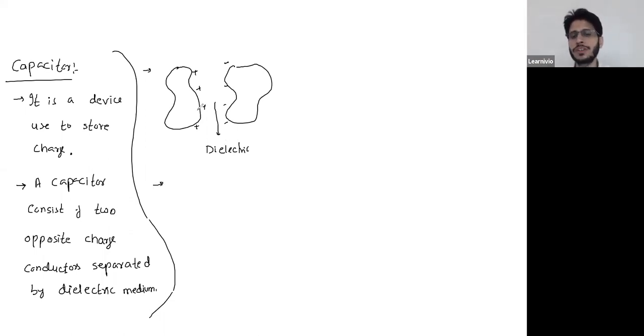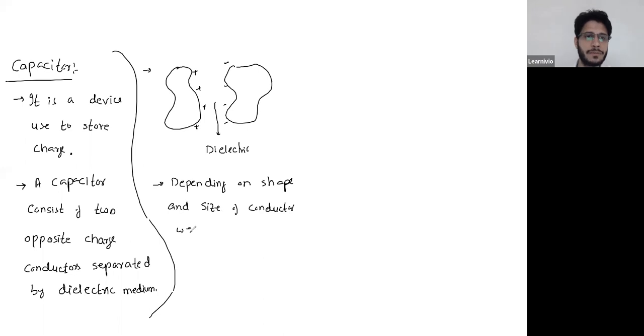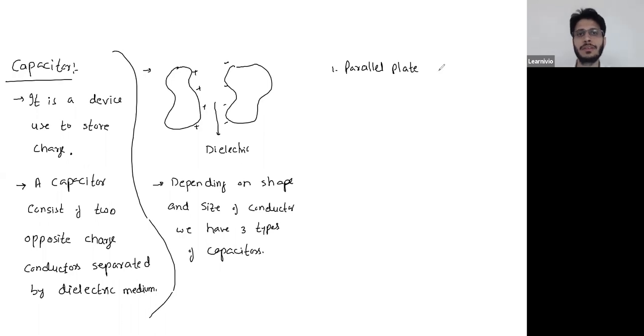Now, depending upon the shape and size of these conductors, you have various types of capacitors. We have three types of capacitor. The first one is the parallel plate capacitor. The second one is the spherical capacitor. And the third one is the cylindrical capacitor.